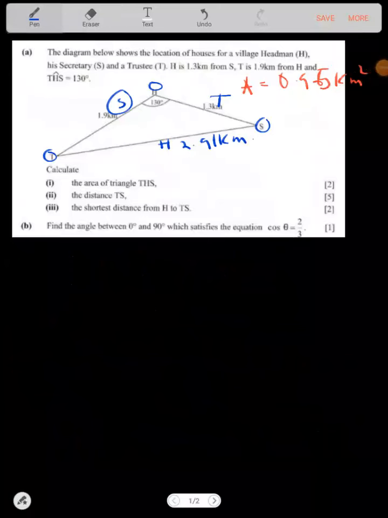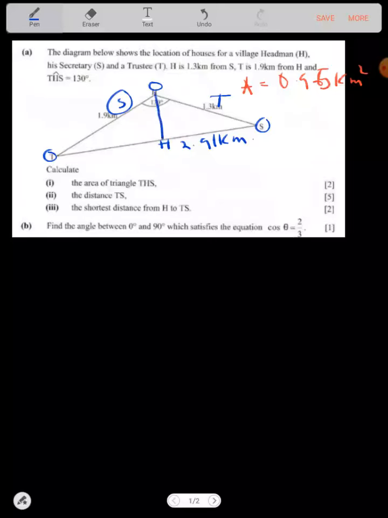How do you find the shortest distance? They are saying from h to ts. So from h there to here. So what they want is this line here. Now this is how you find the shortest distance.